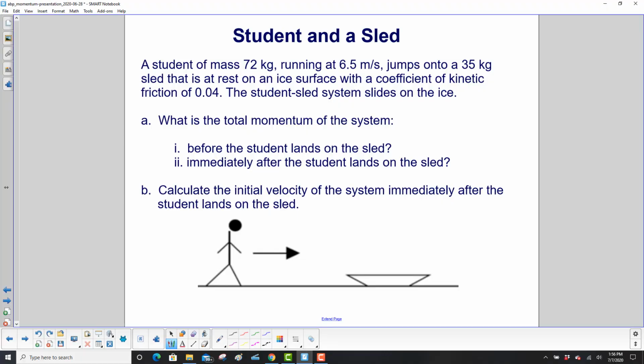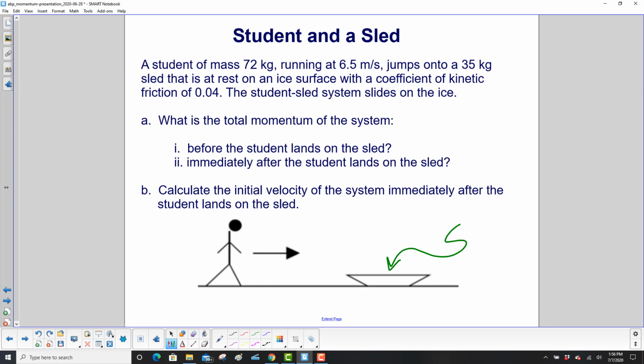A student of mass 72 kilograms running at 6.5 meters per second jumps onto a 35 kilogram sled. And right there, that's the sled. With coefficient of kinetic friction of 0.04. And it's an icy surface. The student sled system slides on the ice.